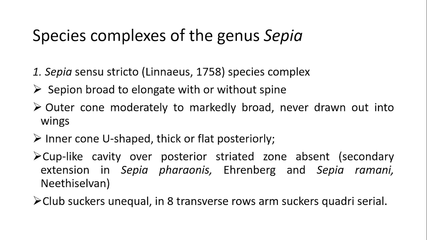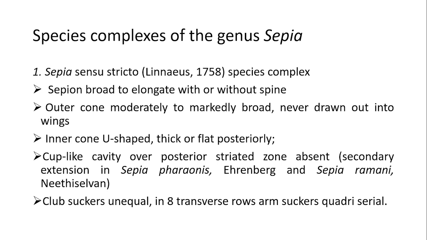First, we have to see the first complex, Sepia sensu stricto. The species complex was discovered by Linnaeus in 1758. The key characters: the sepium is broad to elongate with or without a spine, the outer cone moderately to markedly broad, never drawn out into wings. The inner cone is U-shaped, thick, flat posteriorly. The cup-like cavity over the posterior striated zone is absent.